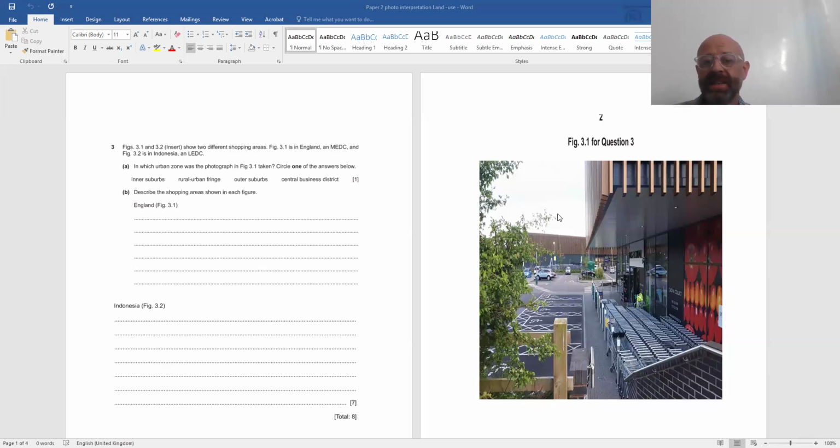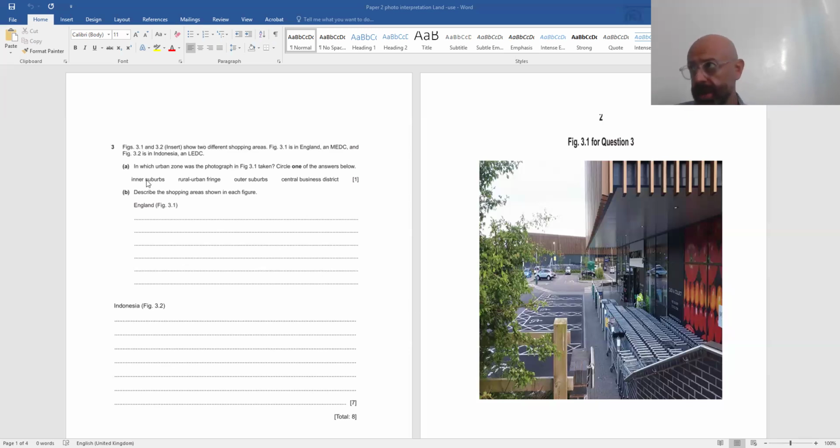Okay. And having looked at the answer, if you said rural urban fringe or outer suburbs, they are both correct. Okay. They are both correct. Doesn't matter if you only answer one, they will accept either of those answers because there's no other way of knowing. It could be either. Okay. So that's 1 point. And you can deduce that for yourself.